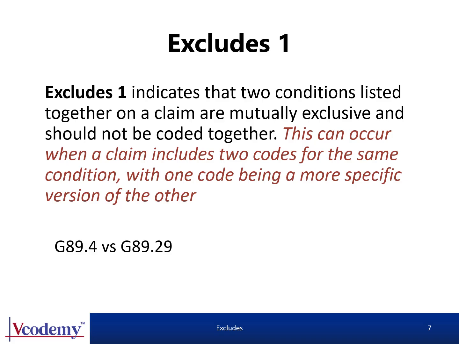So in this case, G89.4 is more descriptive, more specific than G89.29. Including both codes on the same claim would trigger an Excludes 1 denial, as the system recognizes that only one of these codes should be used to describe the patient's condition. You cannot use a vague code and then a code which explains a little bit more, which is more specific. You are just overlapping. It becomes redundant. Two codes are not needed there. Just one code is sufficient.